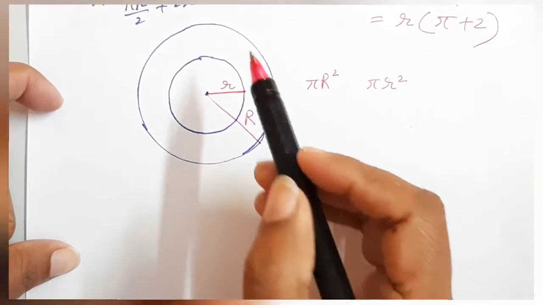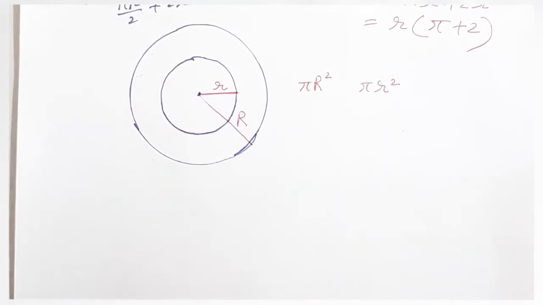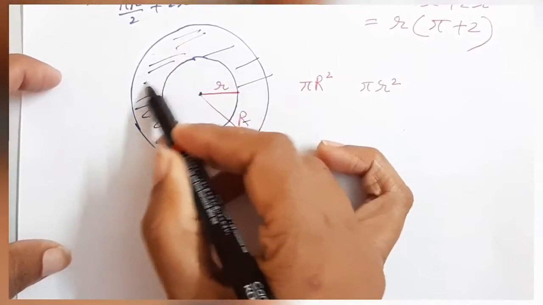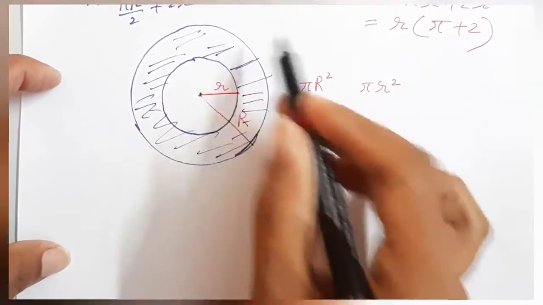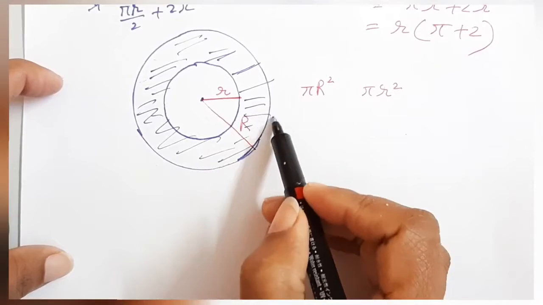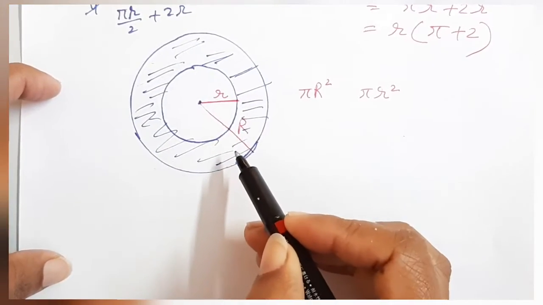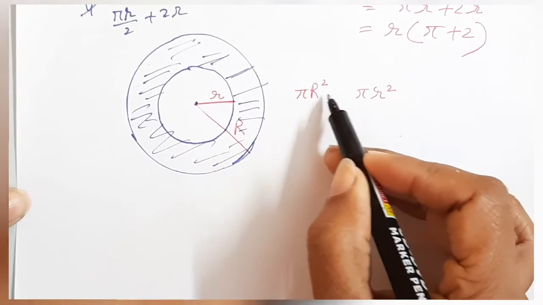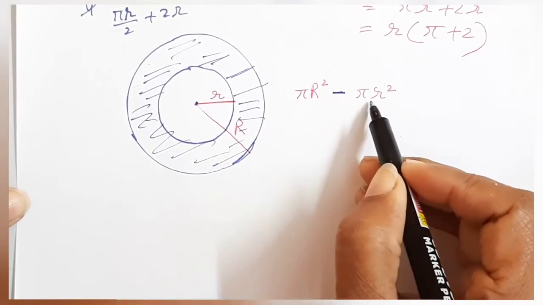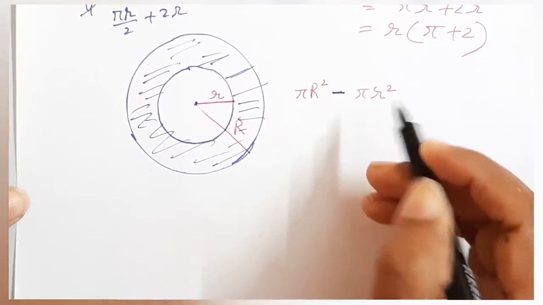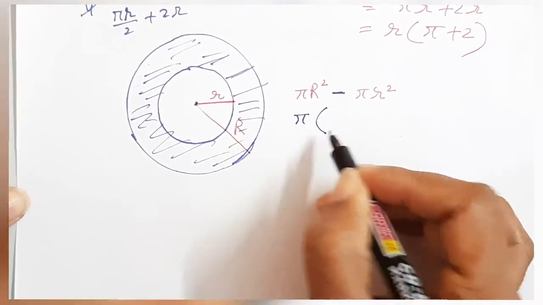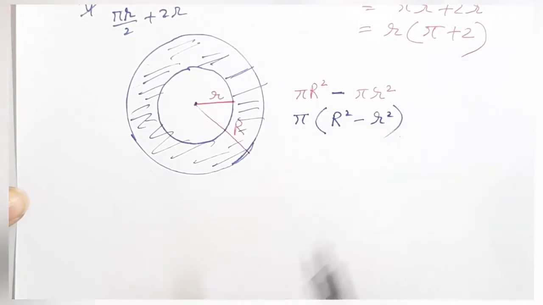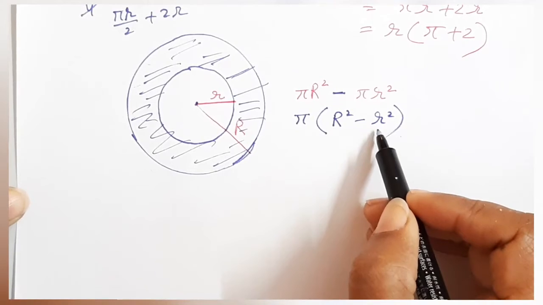Now students, if you have to find the area of this shaded portion, that is called the area of a ring. So how to find that? That is the area of the outer circle minus the area of the inner circle. So pi capital R square minus pi small r square. You can take pi common. So here it is capital R square minus small r square.